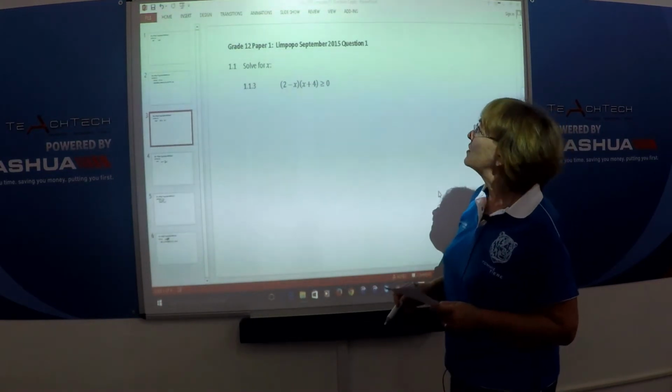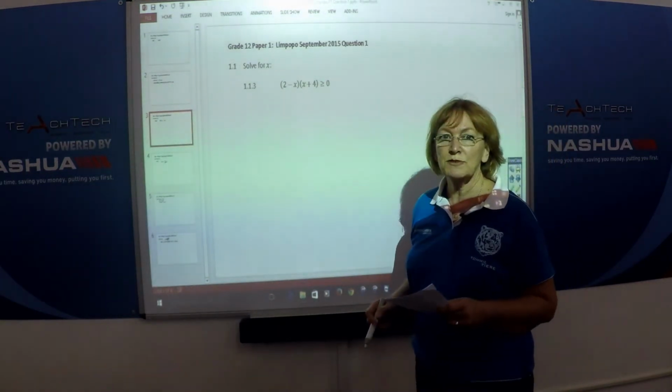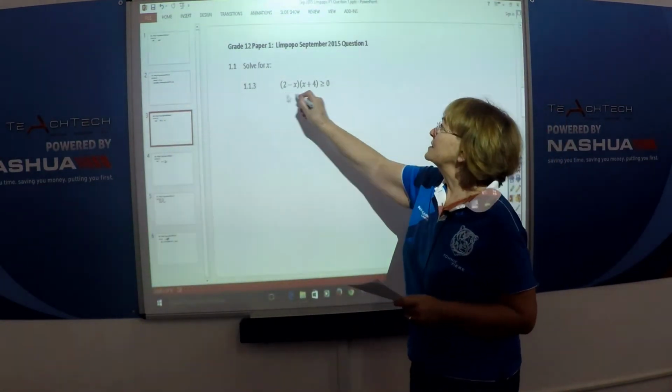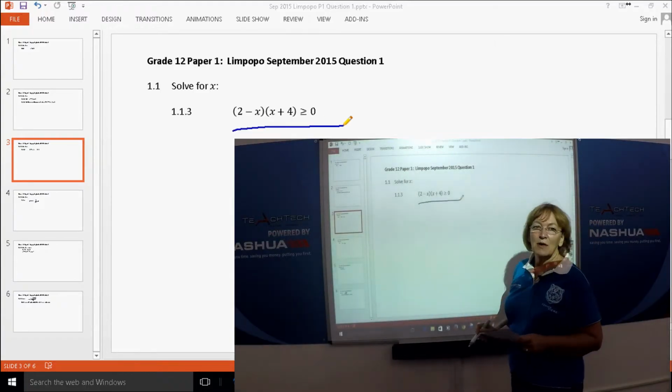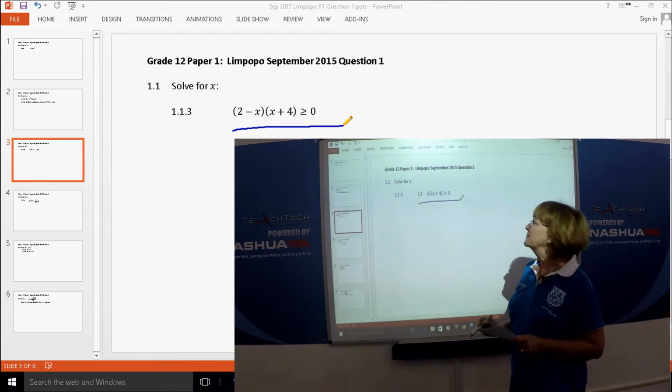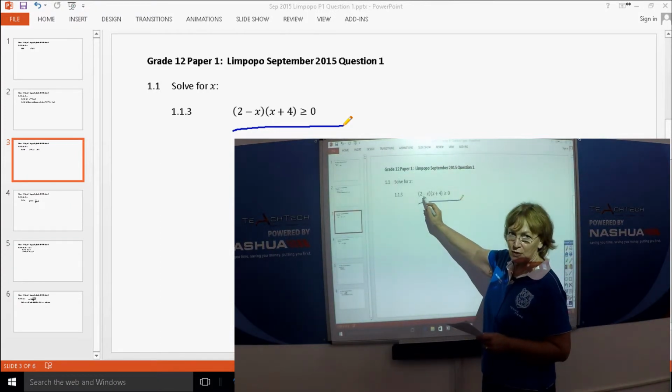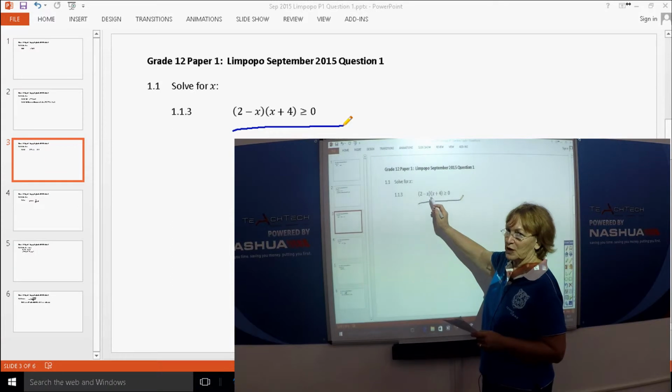Grade 12, this is now question number 1.1.3, and as you can see, this is an inequality. Now, this inequality is quadratic. How do we know it? Because it has factors. It's already factorized.